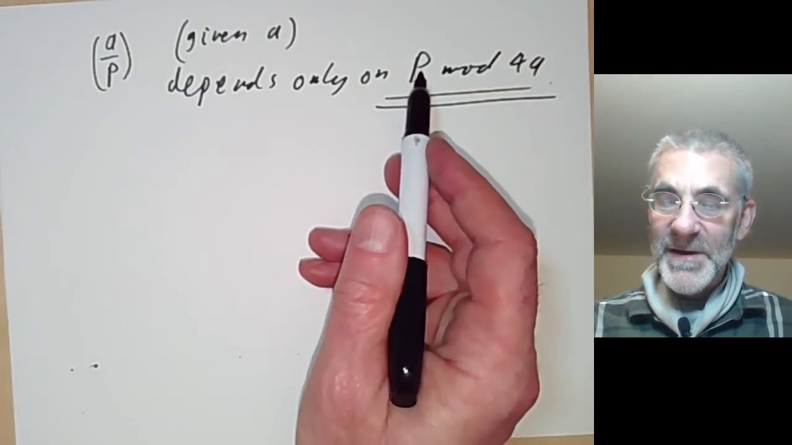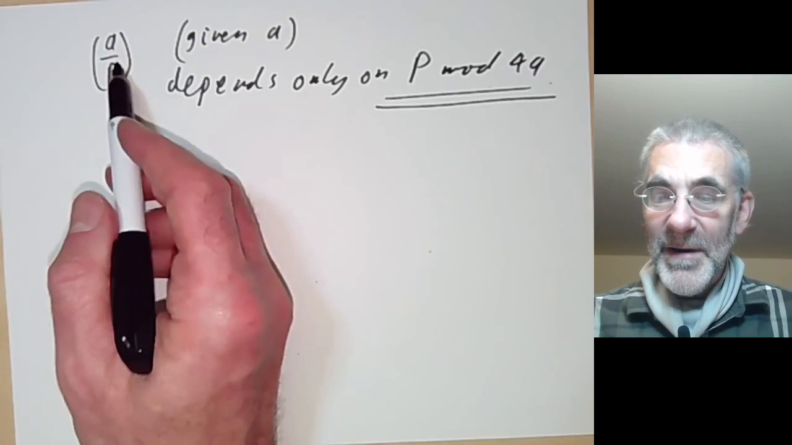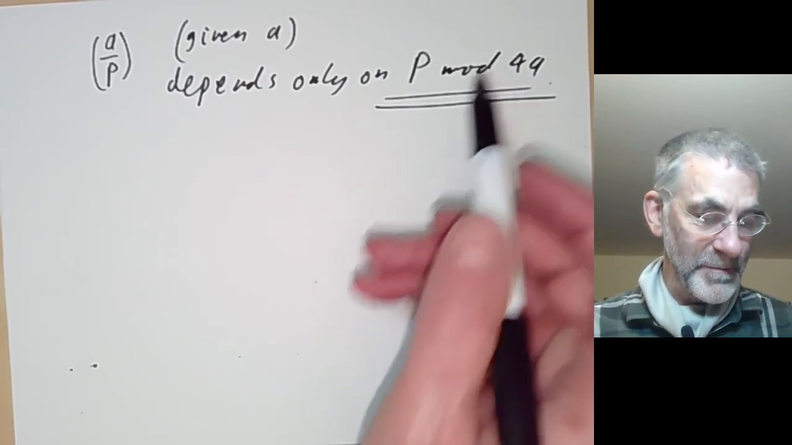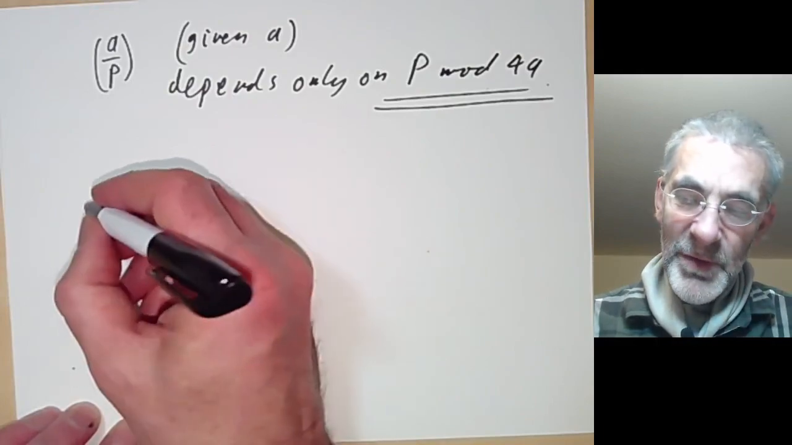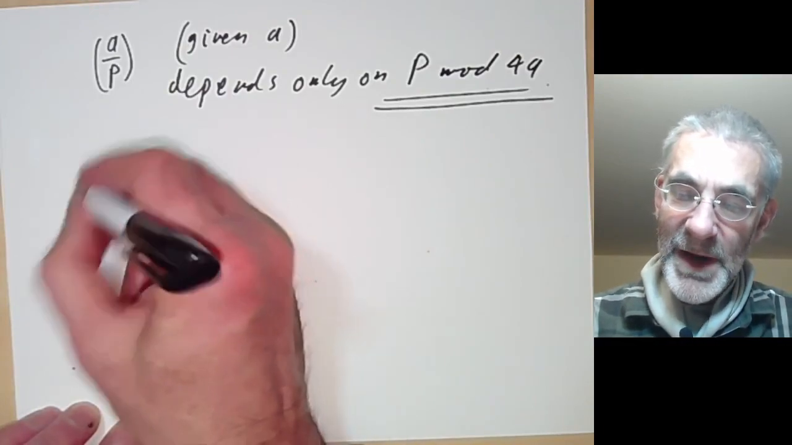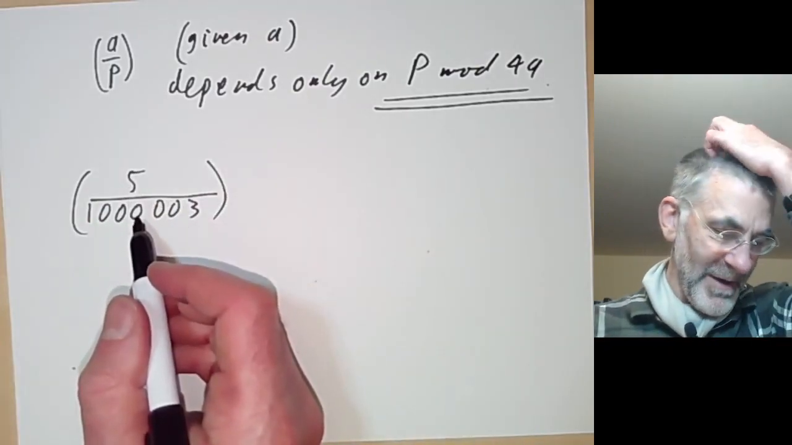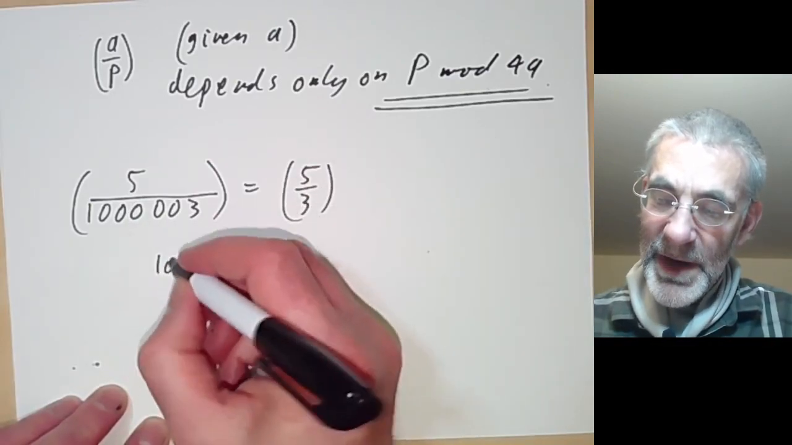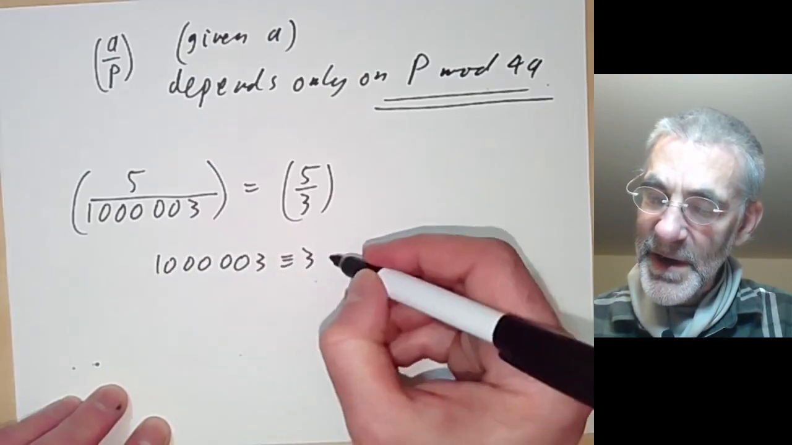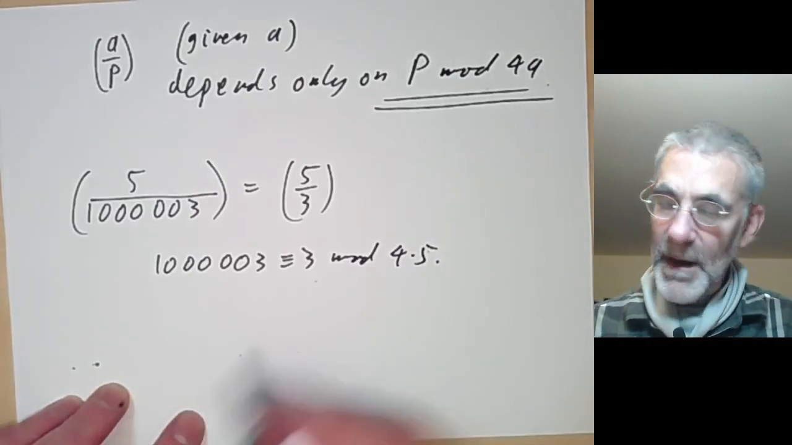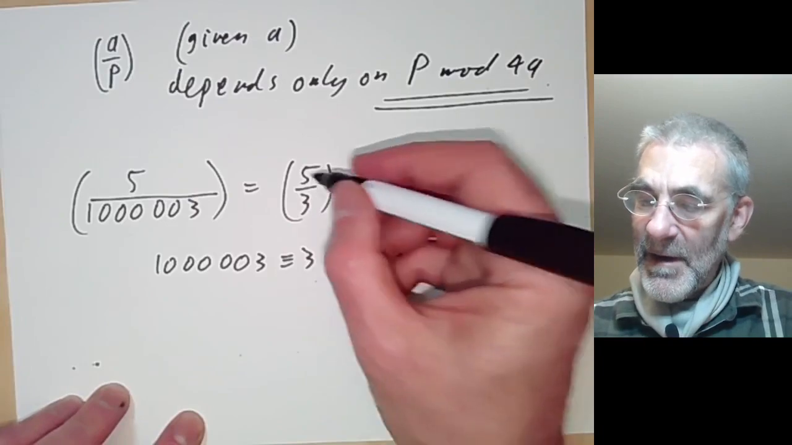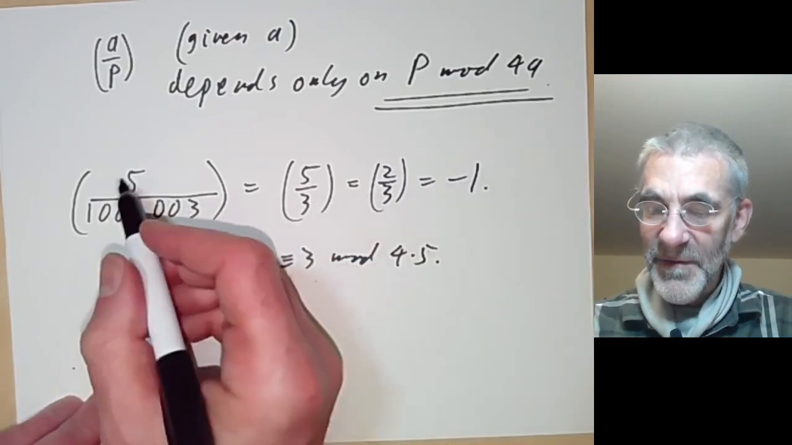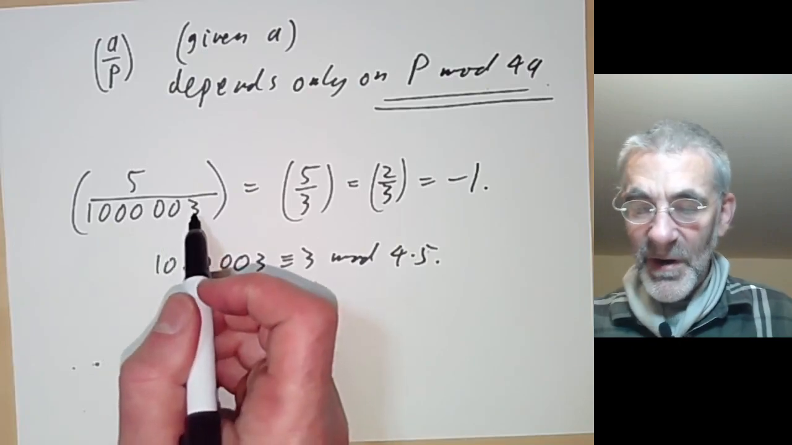So in particular, if a is 3, then whether or not 3 is a quadratic residue of p depends only on p modulo 12, which is the result we saw before. For example, let's work out whether or not 5 is a quadratic residue of 1,000,003. So we need to work out this number here. Well, this is equal to (5 over 3). That's because 1,000,003 is congruent to 3 modulo 4 times 5. And this is easy to evaluate because this is just the Legendre symbol (2 over 3), which is equal to minus 1. So 5 is not a quadratic residue of 1,000,003.